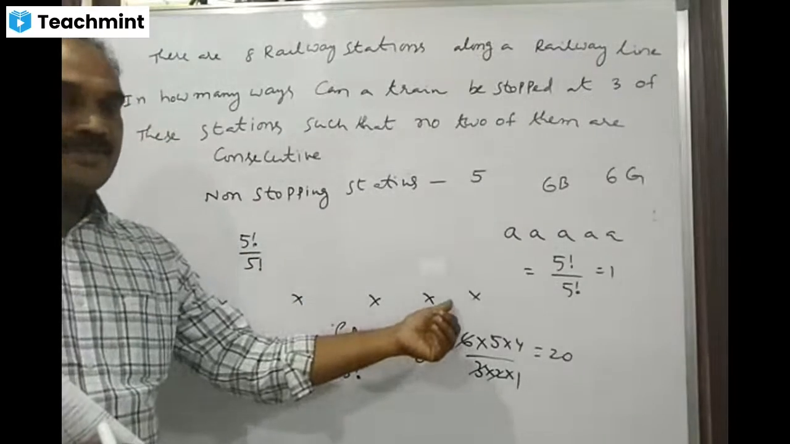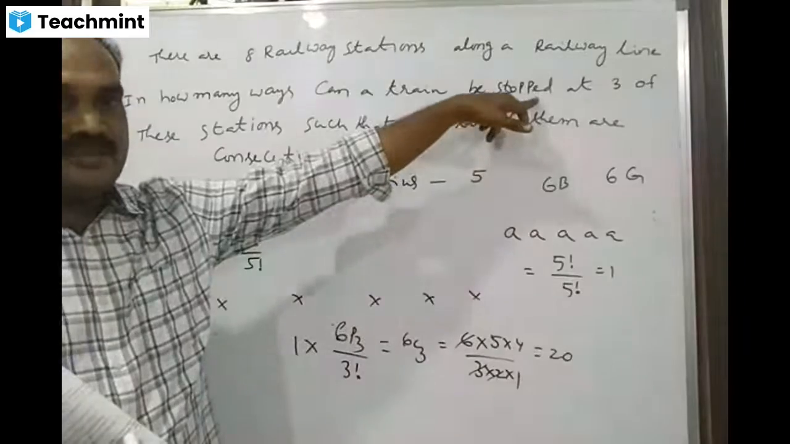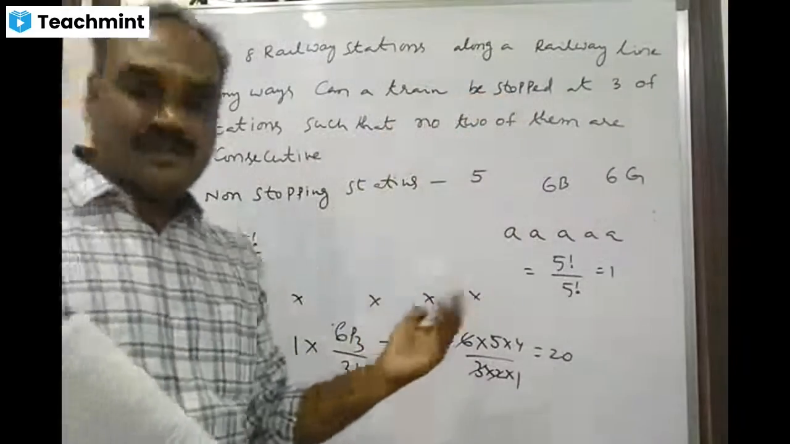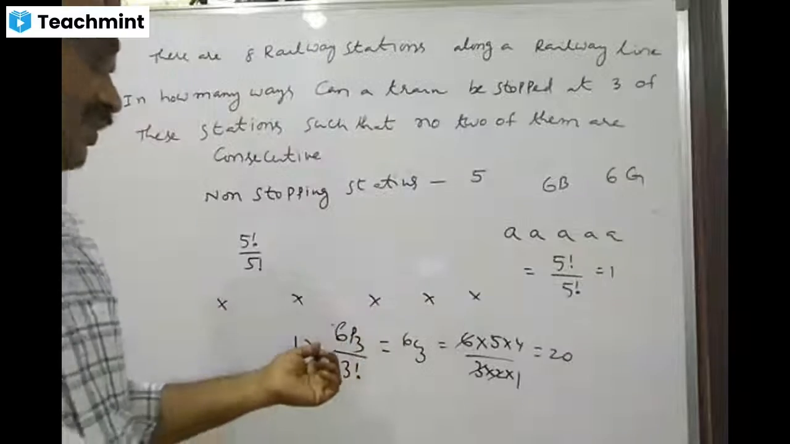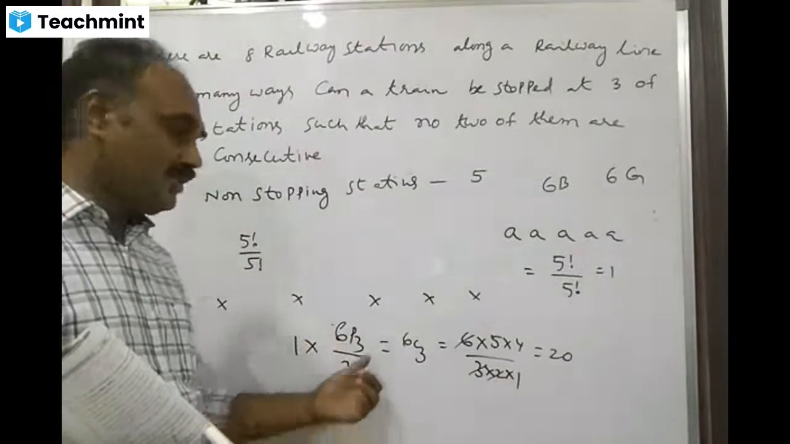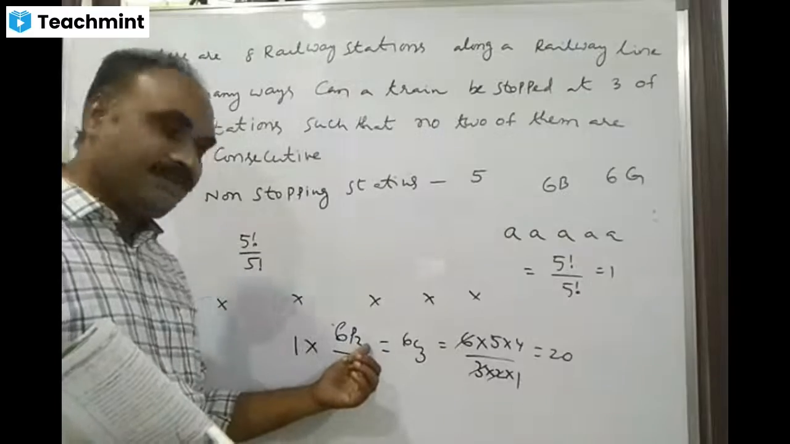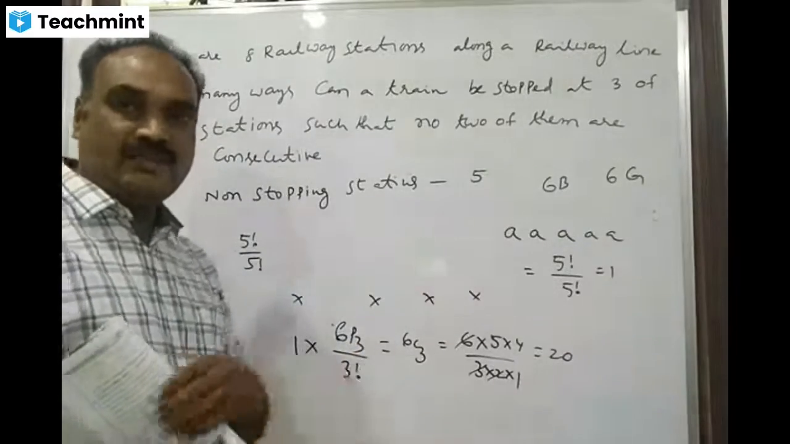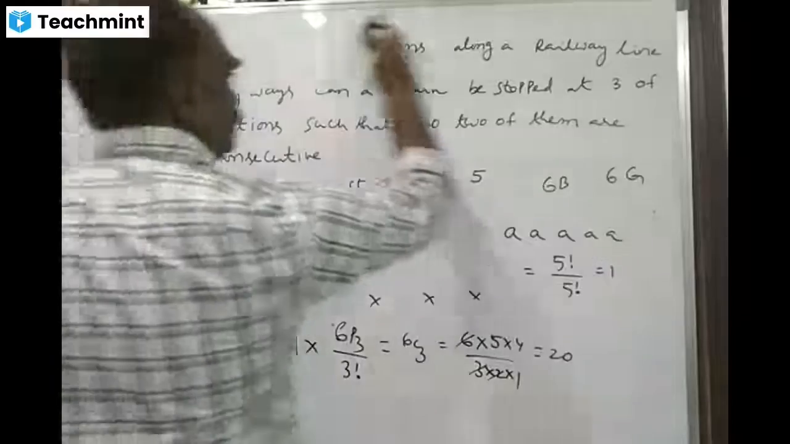First the 5 non-stopping stations. How many gaps? 6 gaps. But the train stops at 3 stations. So 6P3 ways. But all the stations are similar, so 6P3 by 3 factorial. NPR by R factorial is equal to NCR. So 6C3 is equal to 20. Next problem.